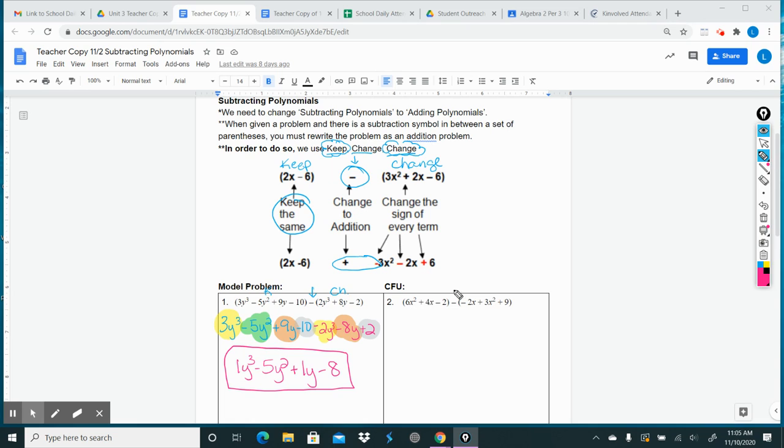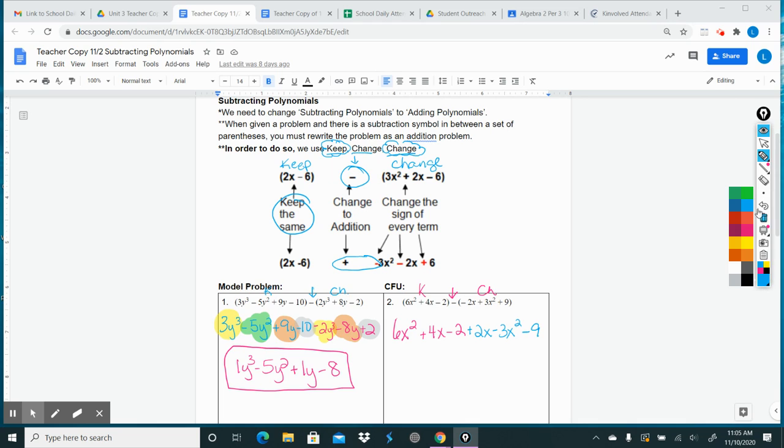Now, again, we see our subtraction symbol. We are going to keep and then change everything to their opposite. So keeping the first polynomial the same and changing all of the other signs to their opposite. Negative 2x becomes positive 2x. Positive 3x squared becomes negative 3x squared, and positive 9 becomes negative 9.